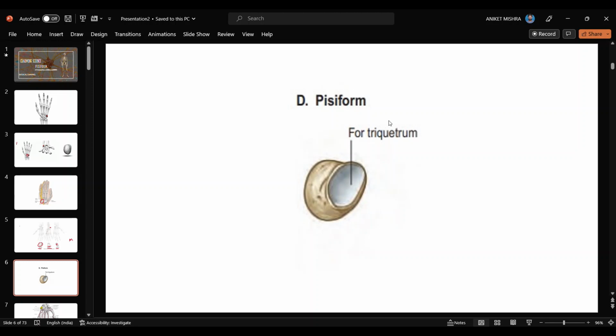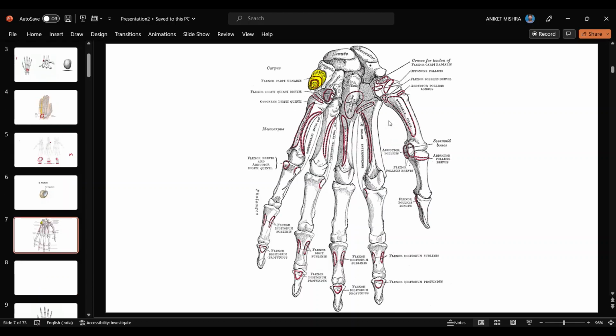This is the triquetrum facet, present on the pisiform bone for making the pisotriquetral joint. When we talk about the muscular attachments, the flexor carpi ulnaris and the abductor digiti minimi give attachment on it.